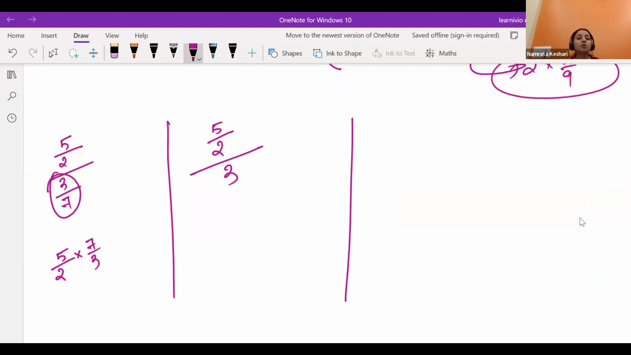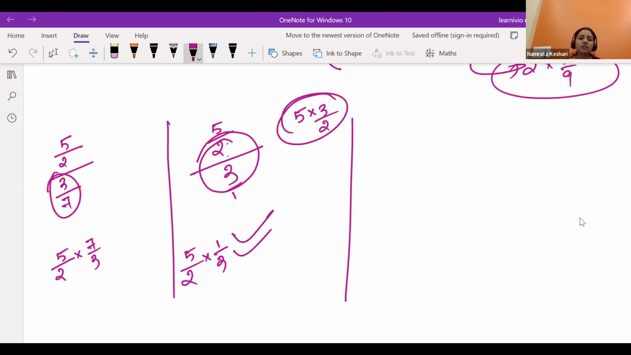then what will we take the reciprocal of? Just 3. We will take the reciprocal of just 3. 5 by 2 is the fraction, and we need to take the reciprocal of 3, or if you want, take 3 by 1. So its reciprocal will be 1 by 3. So we will not take it as 2 by 3. If you take it as 2 by 3, you will end up writing 3 by 2, and this one and this one are not the same.